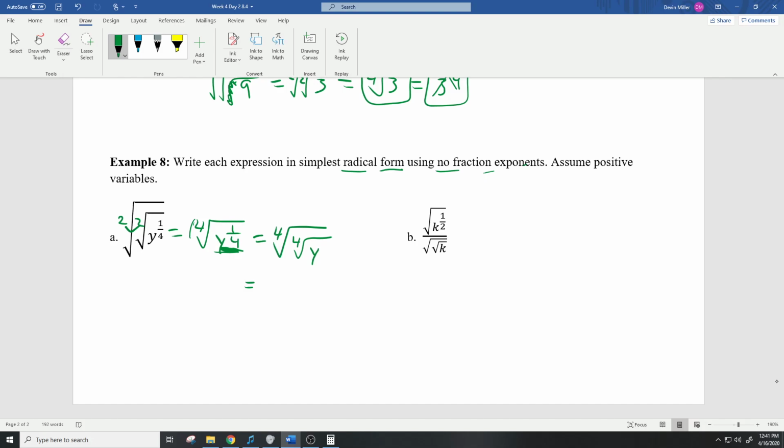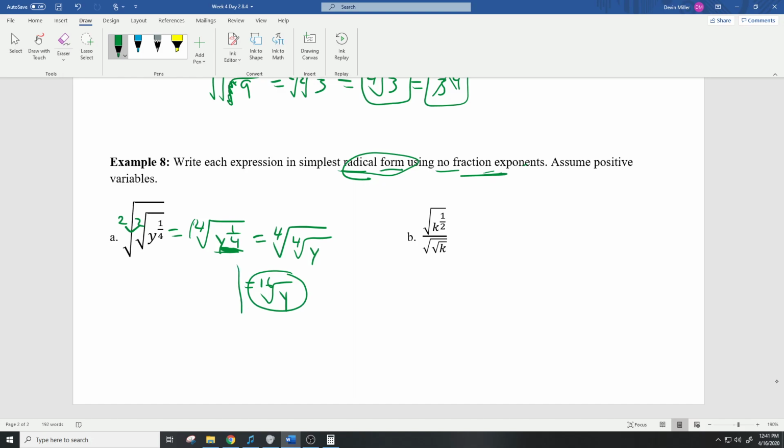So now we can condense these together and do 4 times 4 and get 16. So this is 16th root of y. And since the direction says put it in simplest radical form with a radical symbol, not using a fraction exponent, then this would be your answer.